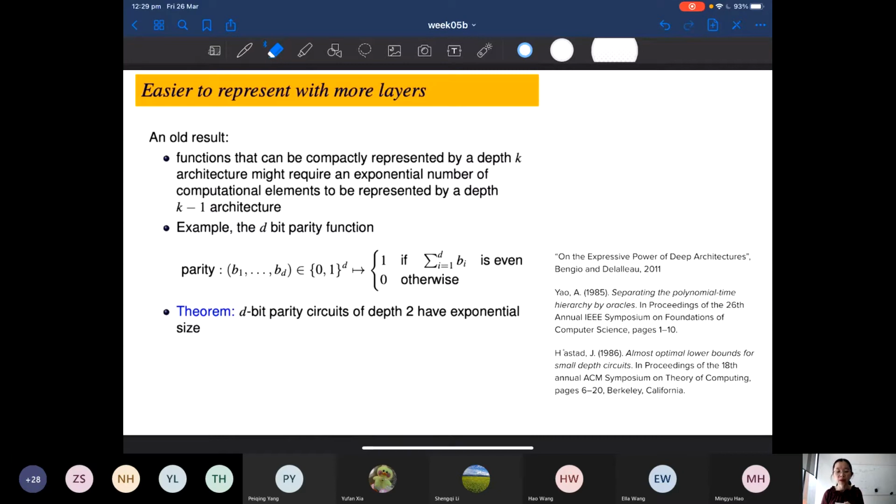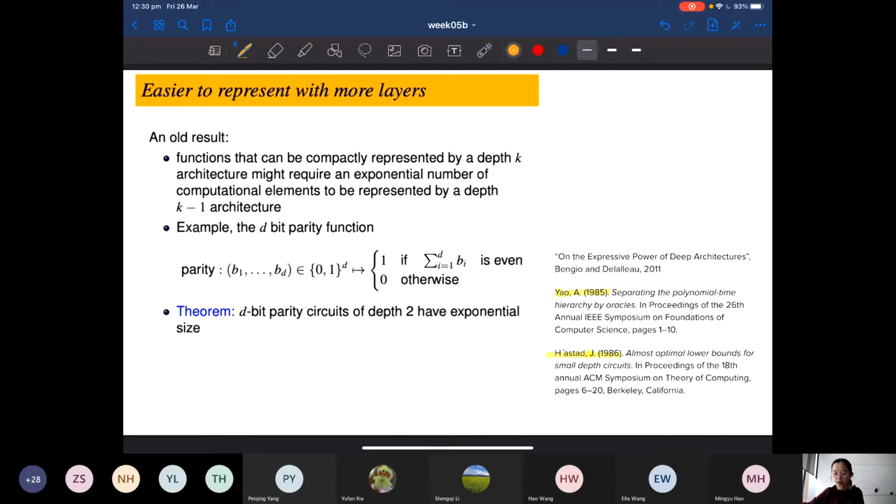So the theorem behind the parity function is that a d-bit parity circuit of depth 2 would have exponential size. This result is due to Andrew Yao, a Turing Award winner and a great CS theorist, and Hastad one year later. Yao's paper basically sets the upper bound of implementing such a parity check circuit.